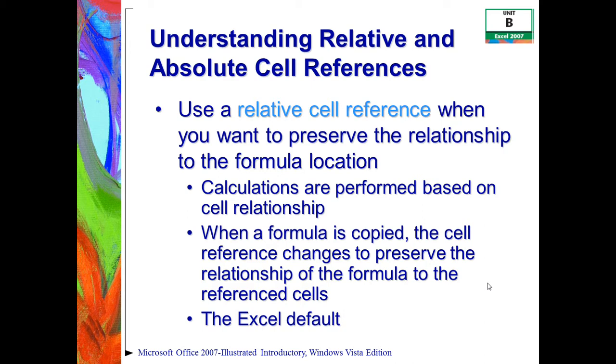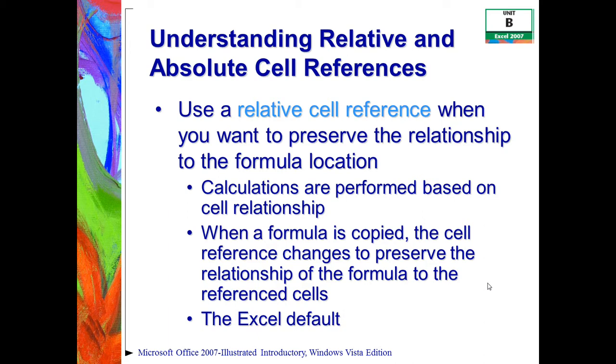For example, if you have cell F5 that contains the formula equals SUM B5 to E5, when Excel retrieves the values to calculate the formula in cell F5, it actually looks for the cell 4 columns to the left of the formula, which in this case is cell B5. This way, if you copy the cell to a new location, such as F6, the results will reflect the new formula location, and it will automatically retrieve the values in cells B6, C6, D6, and E6.